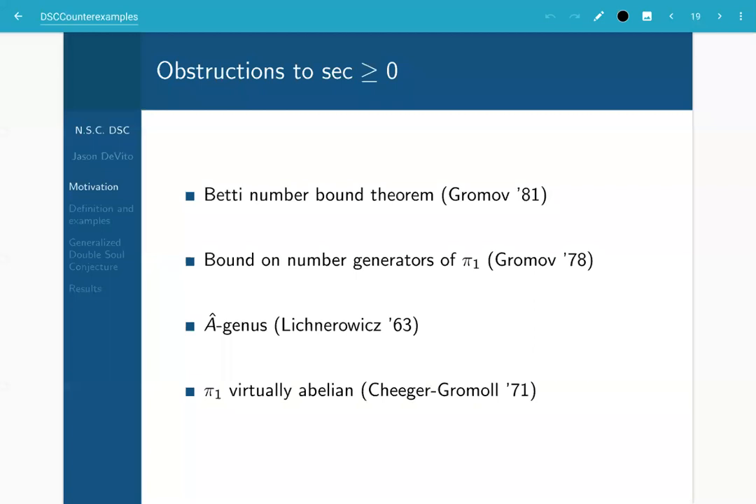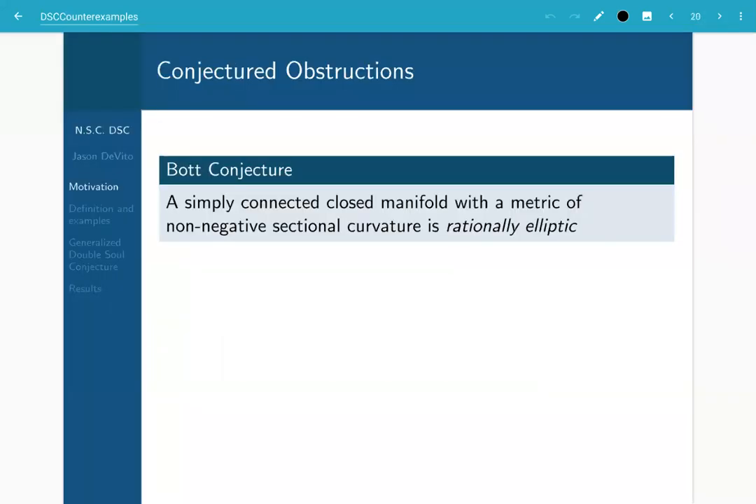And then we have some other results on the fundamental group, things like from Cheeger and Gromoll, that pi1 is virtually abelian, so it contains a finite index abelian subgroup. And so we have these obstructions. We also have a couple of conjectured obstructions I would like to talk about.